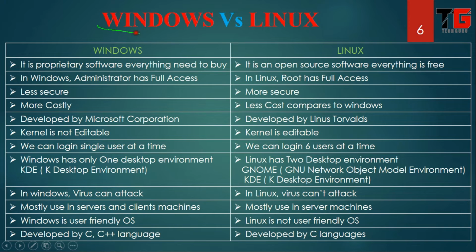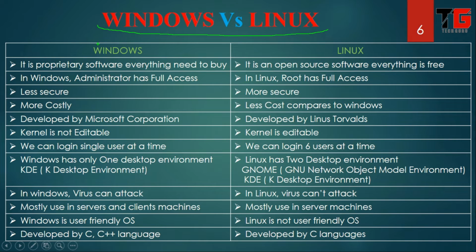Now there is a difference between Windows and Linux. In Windows, it is proprietary software. Everything needs to be bought. That means if you want to install anything like MS Office or any application in Windows, you have to buy it. On the other hand, in Linux, it is open source software. Everything is free. In Windows, administrator has full access. That means if you want any global change in Windows, you must log in as administrator. On the other hand, in Linux, root has full access. That means if you want to change any permission in Linux, you must log in as root.